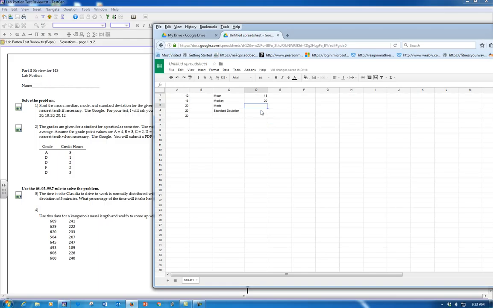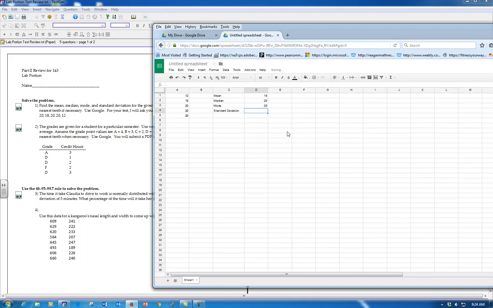Mode, remember that if you have more than one, Google doesn't work as well, so I'm looking over here at my data. 20 occurs the most often, so 20 is my mode, but let's say 20 had occurred twice and 18 had occurred twice, my answer would be 18 and 20. So this one, my answer is just 20.